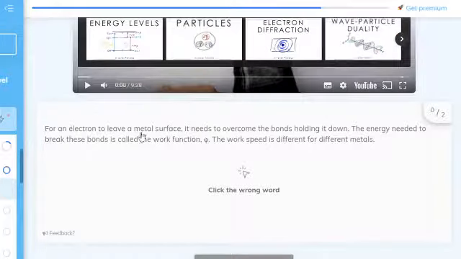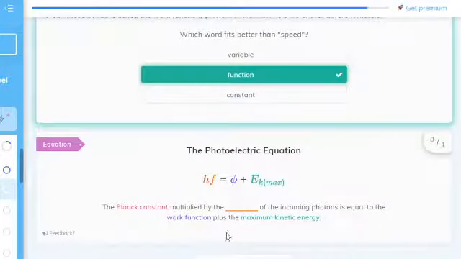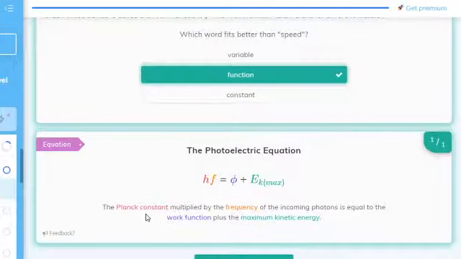For an electron to leave a metal surface, it needs to overcome the bonds holding it down. The energy needed to break these bonds is called the work function. The work function is different for different metals. Planck's constant is multiplied by the frequency of the incoming photons. Simple.